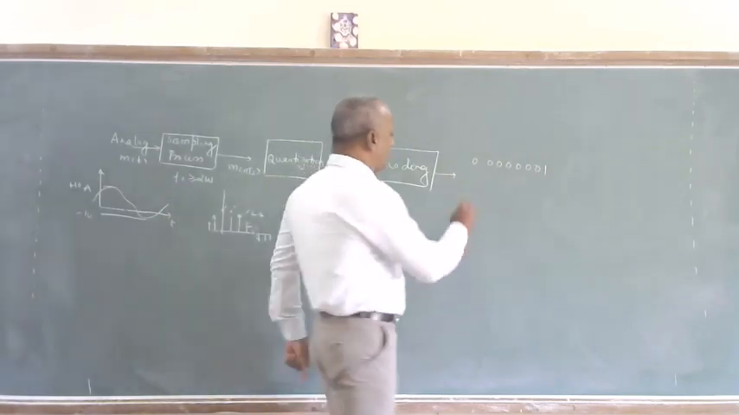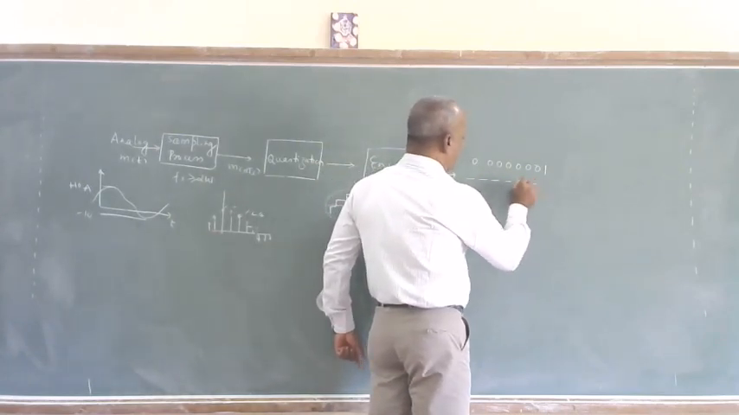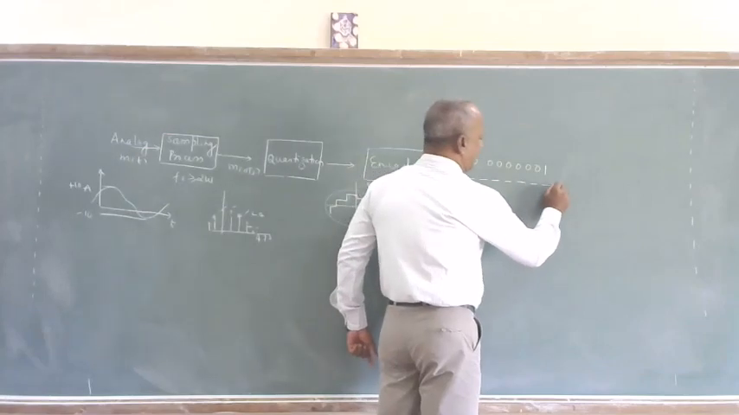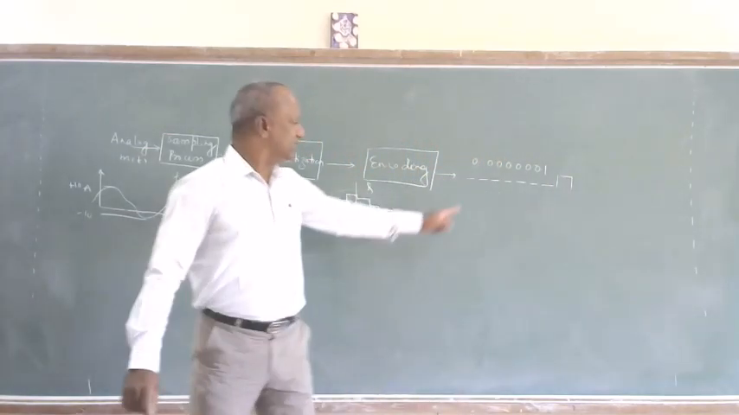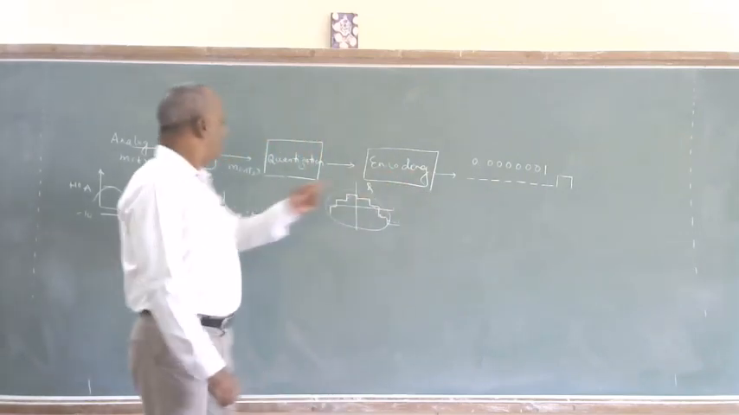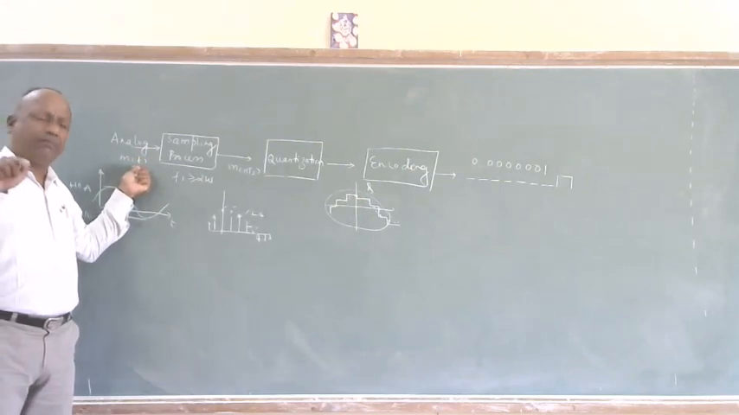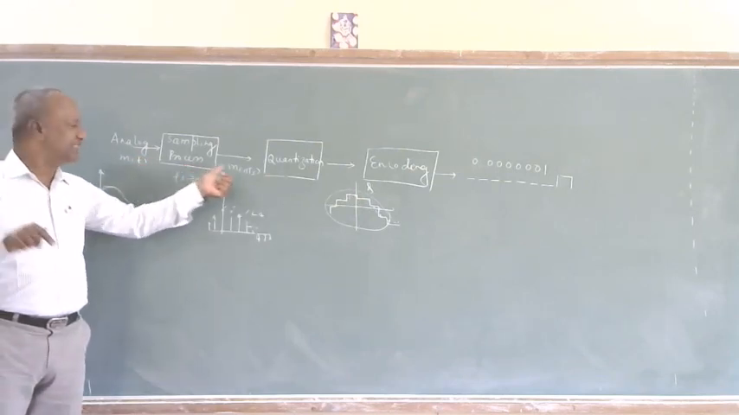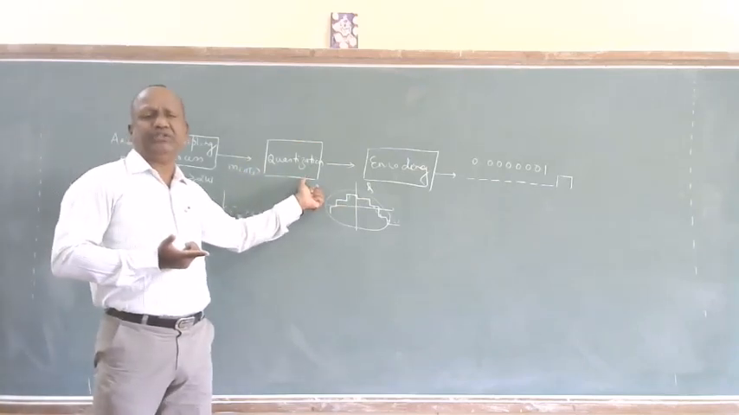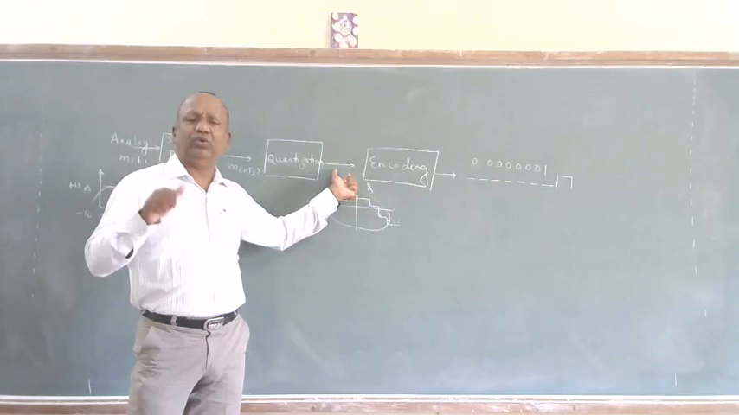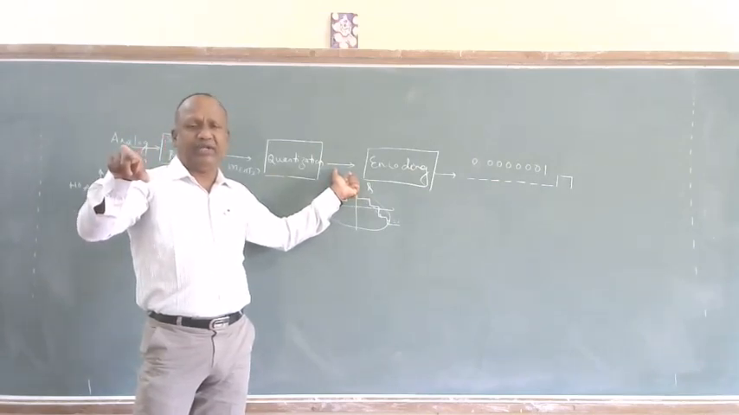It is available in the form of 0 0 0 0 0 0 0 1. This is the signal generated by the encoder for the input m(t), sampled at the instant Ts with a sample value of 1.2 volts. The quantization will take that 1.2 and convert it into a quantization level of 1 volt, because 1.2 is very near to 1 volt.